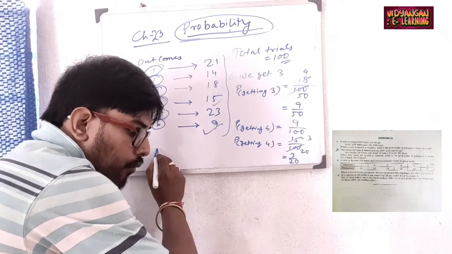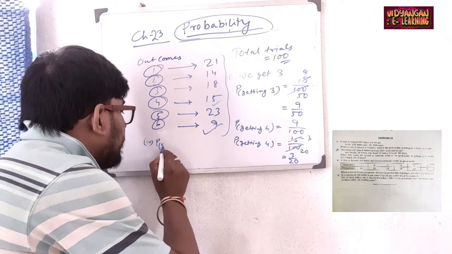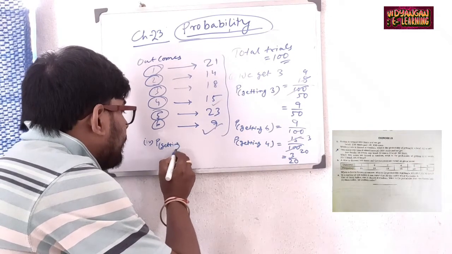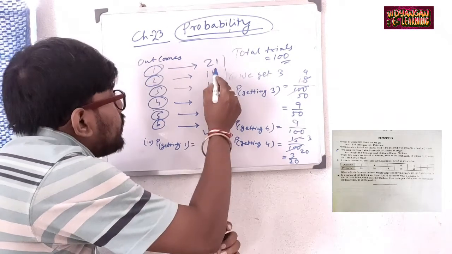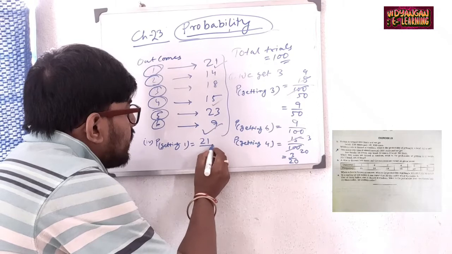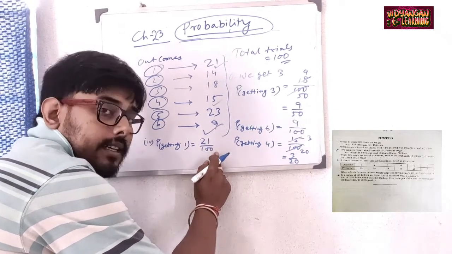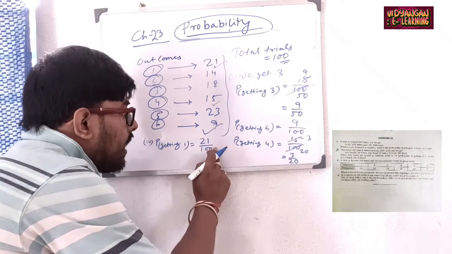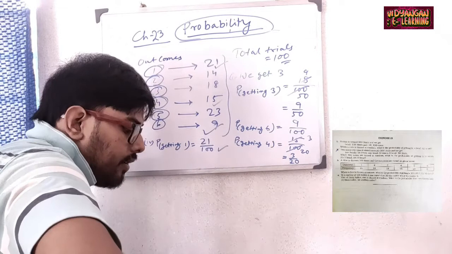Probability of getting 1, question number 4. The probability of getting 1 is equal to, how many times do we get 1? 21 times out of 100. We can't simplify it, as these two are prime to each other. So we get the answer of question number 3.